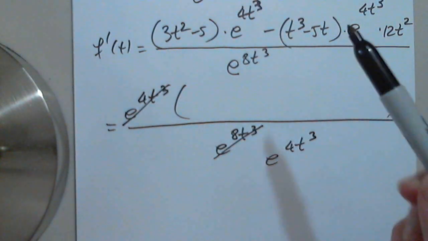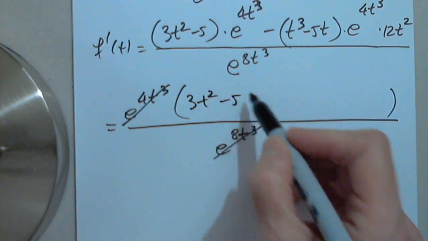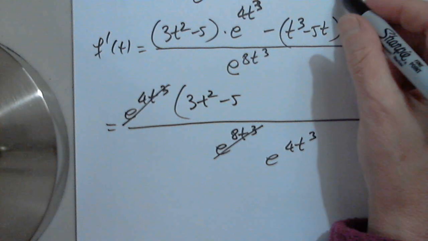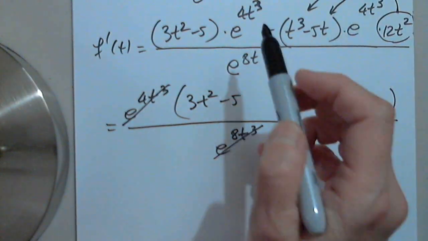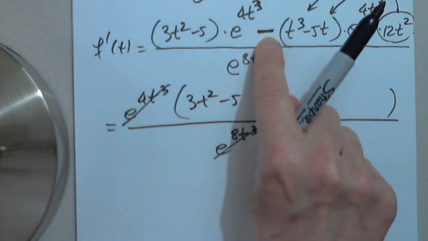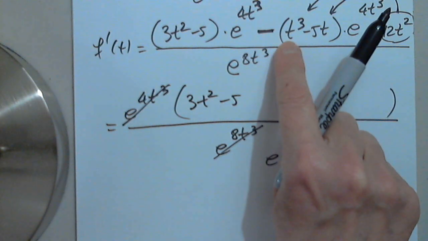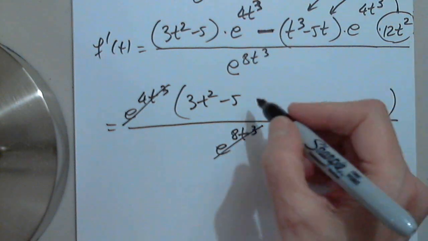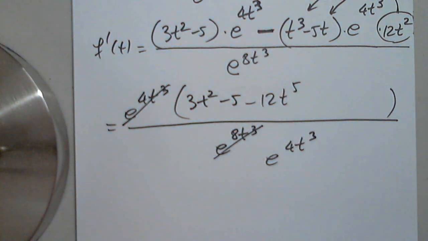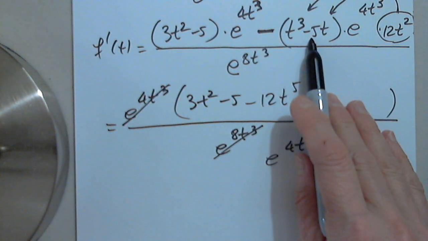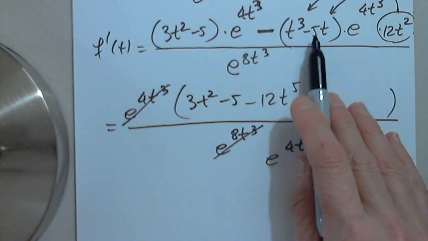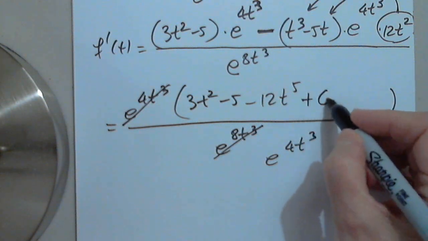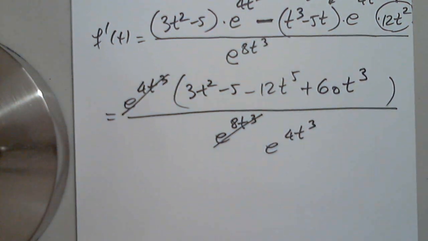So now, what is left? I have 3t squared minus 5. I will have to distribute this quantity in here and take care of the negative sign. 12t to the second times t to the third is 12t to the fifth minus 12t to the fifth. 12 times 5 is 60. So 60t to the third, but I have a negative and a negative, plus 60t to the third.